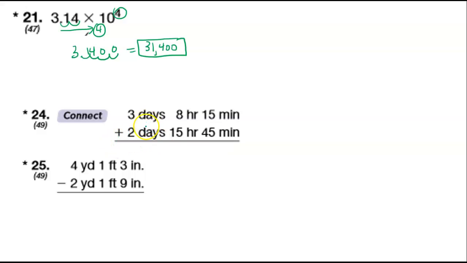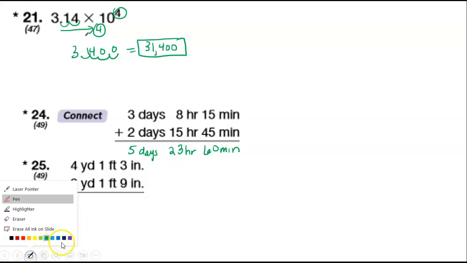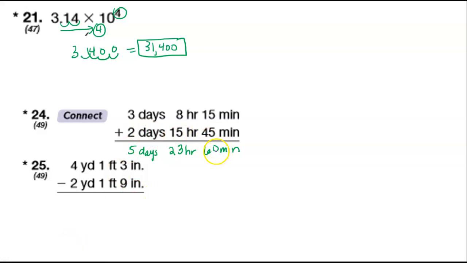24. It says we're adding, so we're just going to go ahead and add. 15 plus 45 is 60. 8 plus 15 is 23. And 3 plus 2 is 5. Then we need to go back and see if we can simplify it. So I know that 60 minutes is 1 hour. So if I subtract 60 minutes here, I'm going to add 1 hour here. This is going to go away. I have 24 hours and 5 days.